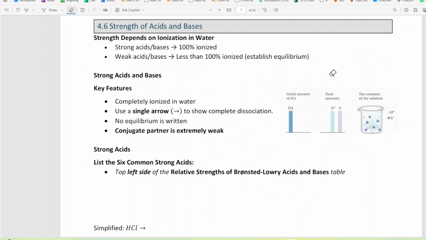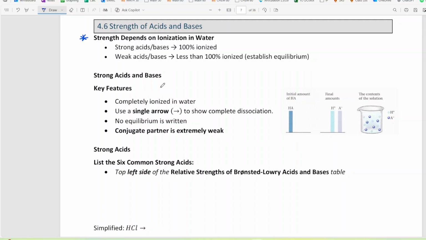All right, so now let's start talking about the strengths of acids and bases. I'm going to start off just by saying that strength depends on ionization in water. So strong acids and bases are strong because they 100% ionize. Weak acids and bases do not ionize 100%, so they are weaker than your strong acids. But then within those, some are stronger weak acids than others, depending upon the amount that they can form ions.